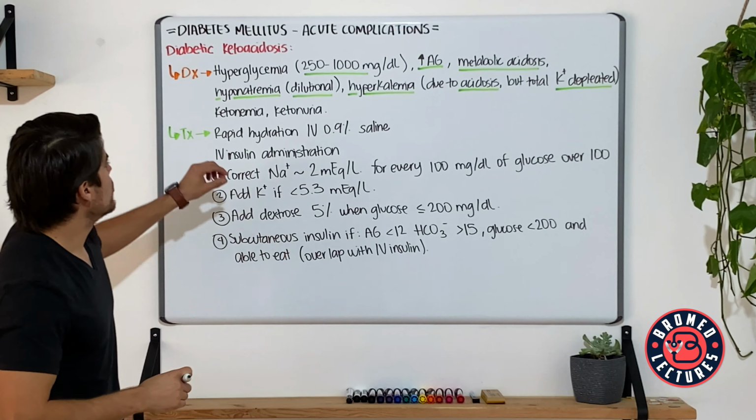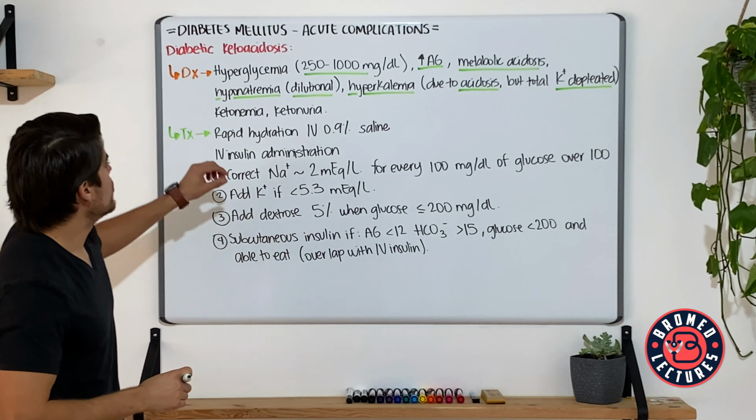Remember that we told you that it was a dilutional hyponatremia, so it is around 2 milliequivalents per liter for every 100 milligrams per deciliter of glucose over 100. So if a patient has 500 milligrams per deciliter of glucose, the first 100 are normal, then you should correct for the 400 that is over 100, and that would be around 8 milliequivalents per liter that you should add to the sodium, and that would correct for the dilutional hyponatremia.